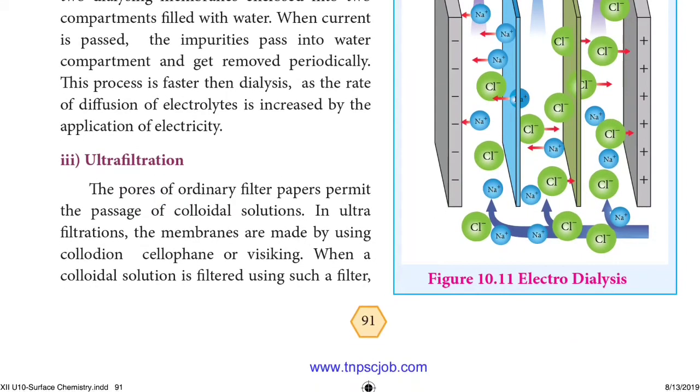The third method is ultrafiltration. Ultrafiltration uses a filter paper with very small pores, so it is called ultrafiltration. It is the separation of the colloidal particles from the electrolyte by filtration through an ultrafilter. To remove the electrolyte from the particles, we use the filtration method with an ultrafilter.